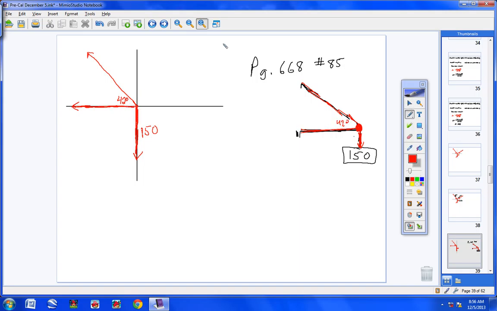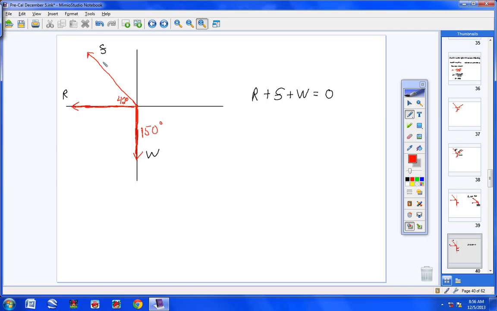All right, now we're going to label our vectors, of course. R, S, and W. You could have used any order you wanted. I'm just trying to stick with the book's example. And we know, now that we've given our three vectors a name, when we take R plus S plus W, they have to equal 0. They have to cancel out.